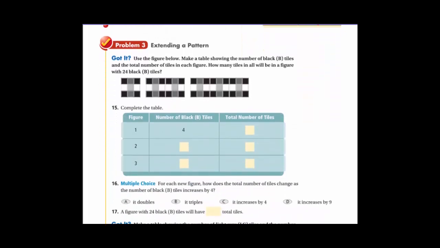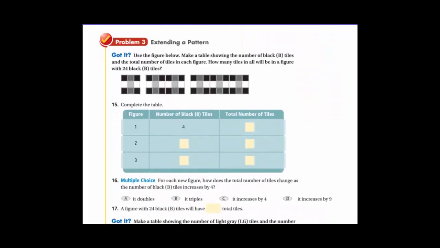Moving on to problem number 3. We're going to use the figure below. It doesn't really say so very clearly here, but this is figure number 1. This is figure number 2, and this is all figure number 3. So we're going to use that to complete the table in number 15.